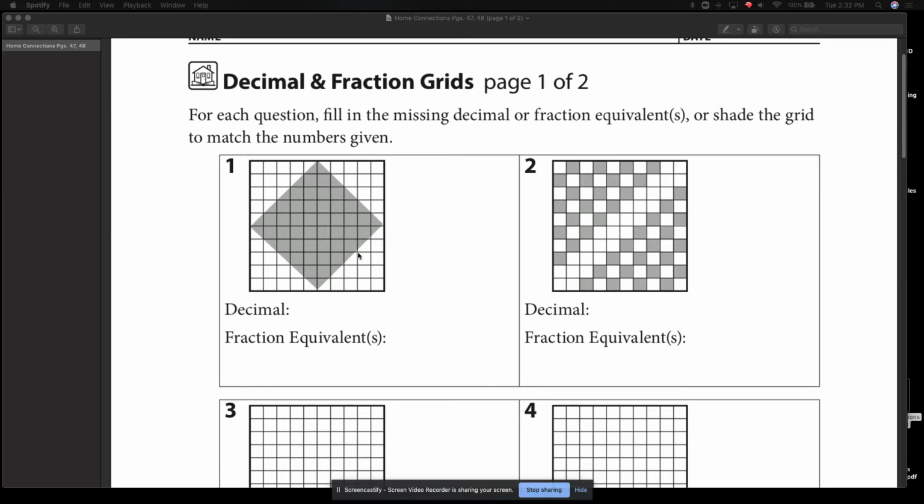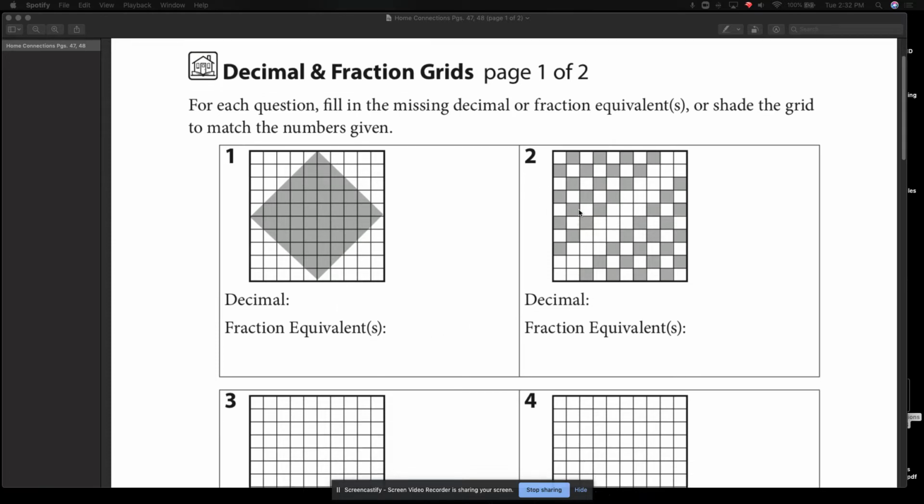And some of it looks like there's a little bit of white showing, but don't worry about that. Those are supposed to be full squares, so don't let that fool you. It will come out to a whole number. So you're going to write the decimal out of hundredths and the fraction equivalent out of hundredths as well.